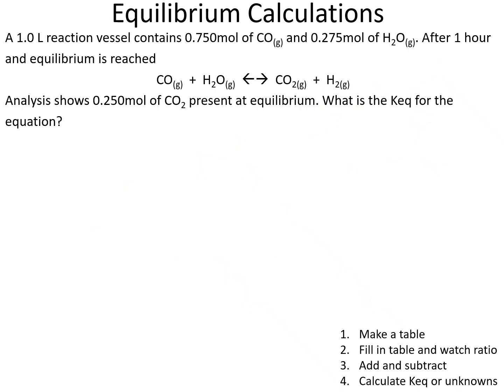So I have our first one right here. I have a kind of step-by-step of what we should be doing first. The question says, a 1 liter reaction vessel contains 0.75 moles of carbon monoxide and 0.275 moles of water. After an hour, an equilibrium is reached. And here's the equation.